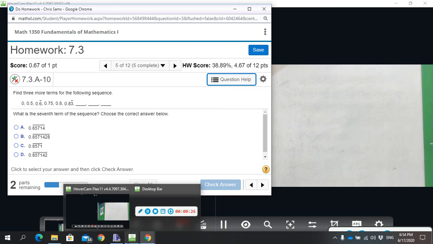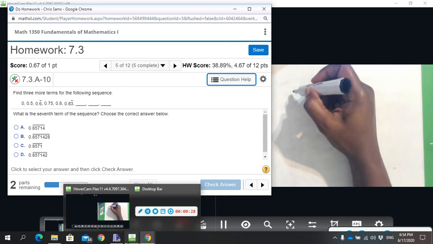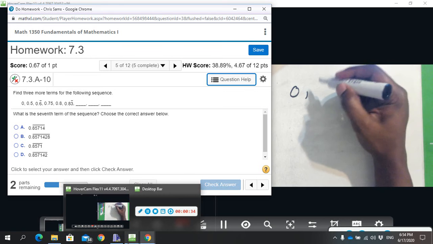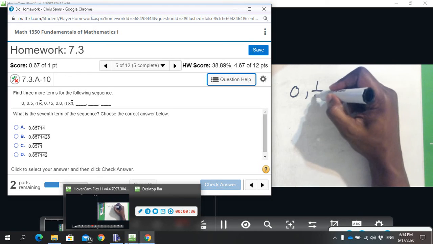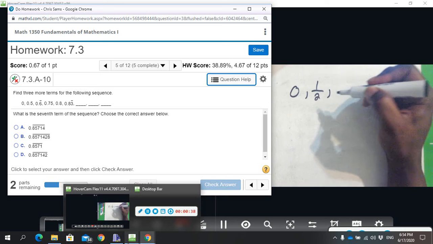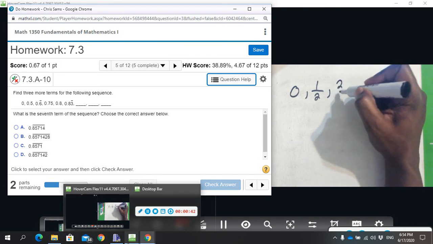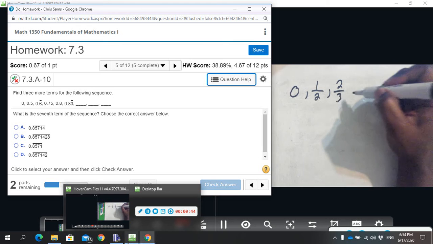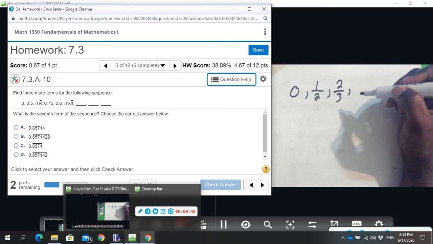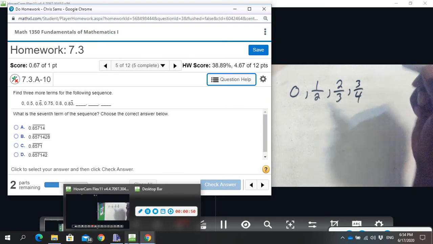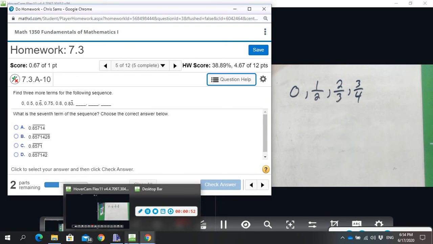So the first term is 0, and I'll show you these in the calculator. The second term is 1/2, which is 0.5. The third term is 0.66 repeating. That is represented as 2/3. And then the next term is 0.75, which is 3/4. Okay, these are some common fractions that pop up all the time.